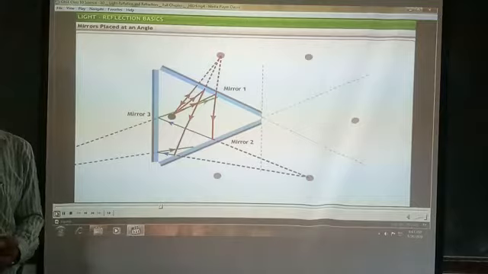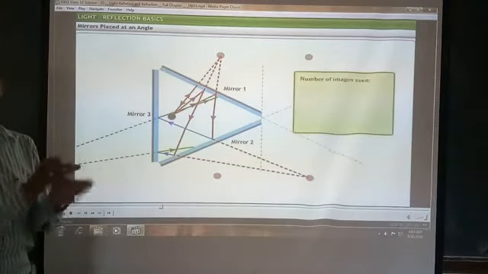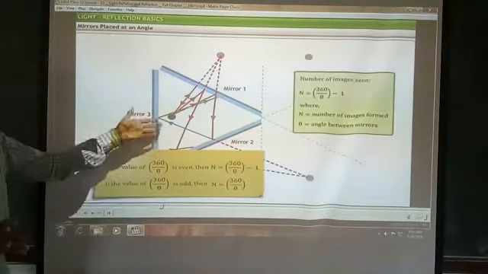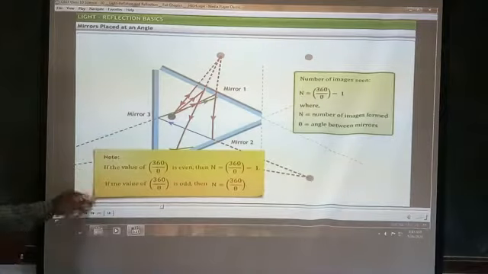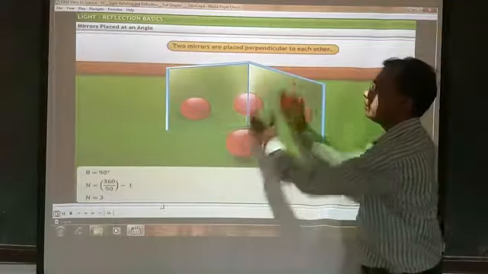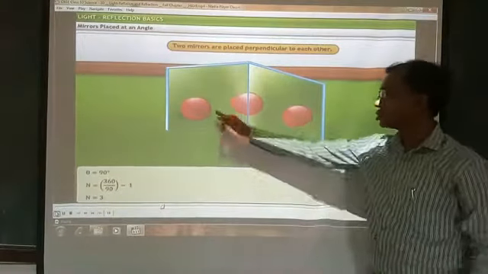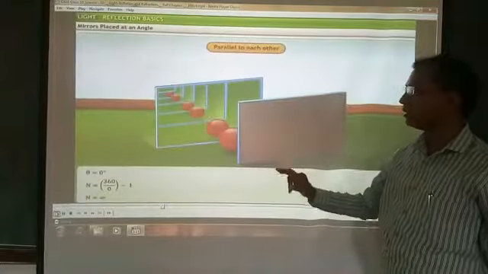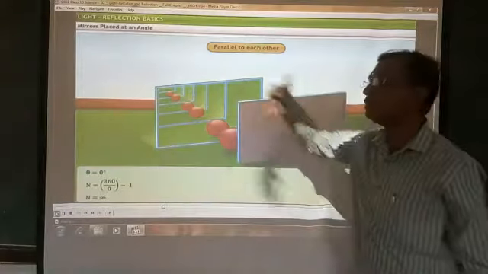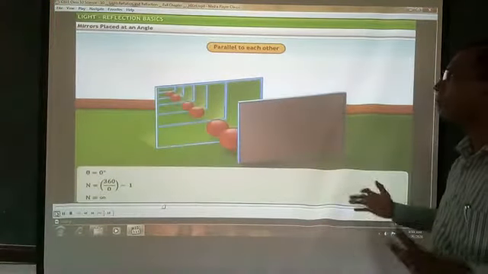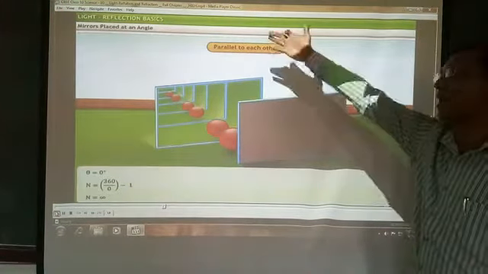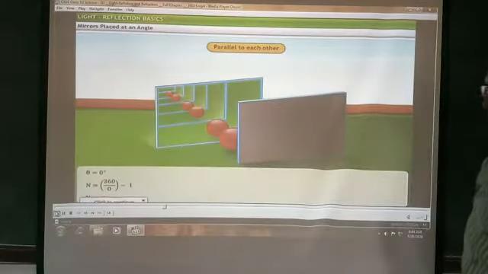In general, multiple reflection by arranging three plane mirrors can be observed in a periscope. The number of images we can count is n equal to 360 upon theta minus 1, where n is the number of images. Here two plane mirrors are kept at a certain angle. When theta is 0 degrees, the plane mirrors are parallel to each other, so n equals infinity: an infinite number of images are obtained.